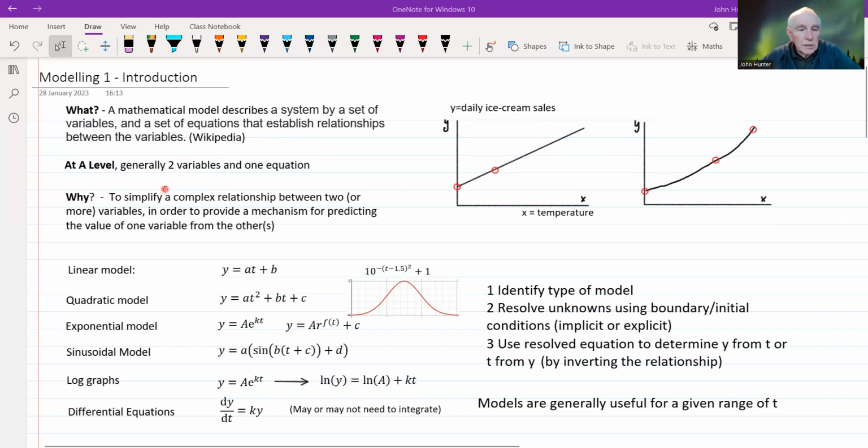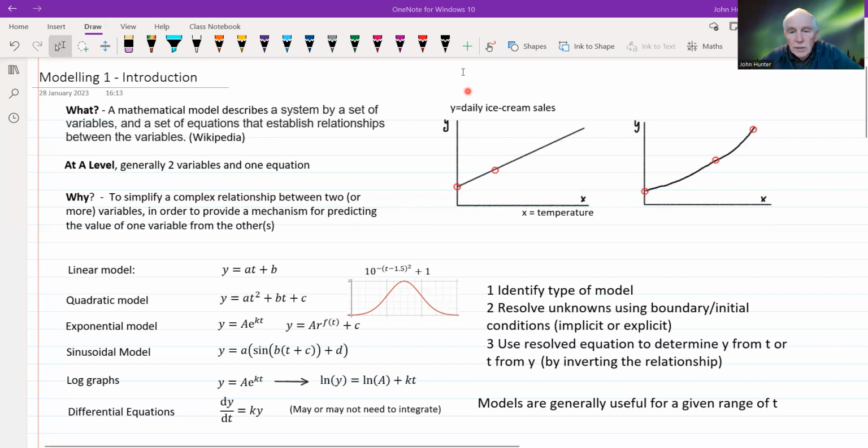Now, why would we do this? Well, really, we're looking at situations, systems which are probably quite complex, and we're trying to simplify this down into the relationship between two variables, possibly the key variables involved, but there may be other parameters involved. But we just want a simple relationship because that's going to help us do some predictions which potentially may have some inaccuracy about them, but will be useful for whatever purpose.